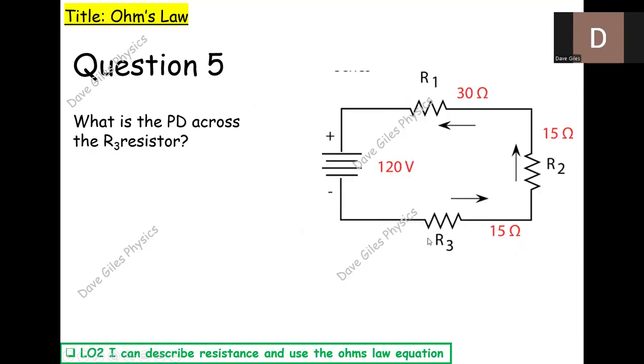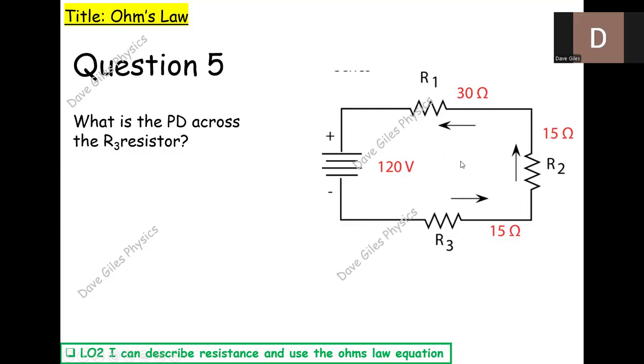Now here, I deliberately use this picture because sometimes you might see it when you're doing some revision. Now this symbol here is the oldest picture for a resistor. And some countries still use that picture, that circuit symbol for a resistor. So what's the potential difference across the R3 resistor? So R3 is 15 ohms.